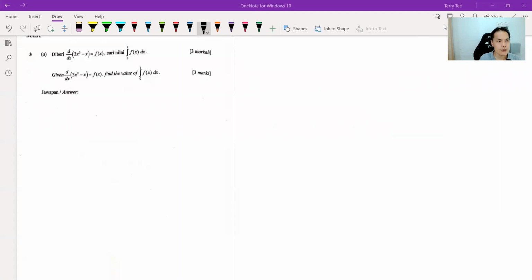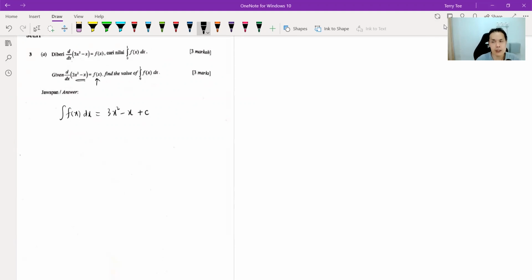Okay, question number 3. Here we are given d dx of 3x squared minus x equals f(x). This is from the chapter integration. So find the value of the integral from 0 to 3 of f(x) dx. Again, I find this question quite simple and straightforward for MRSM standard. When you differentiate a function, you get f(x). Remember, integration is the reverse process of differentiation. So when I integrate f(x) dx, I'll be getting back 3x squared minus x plus c.